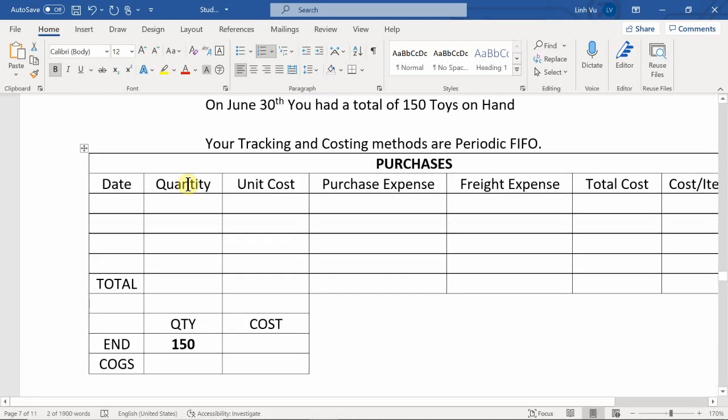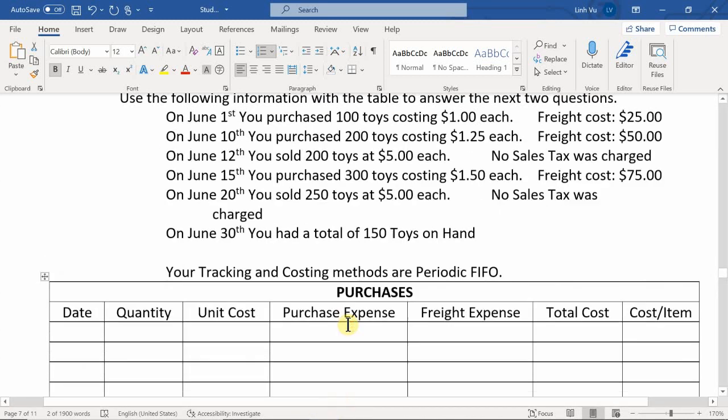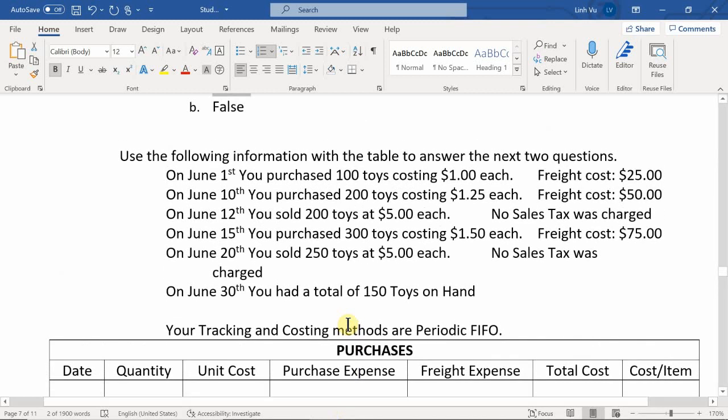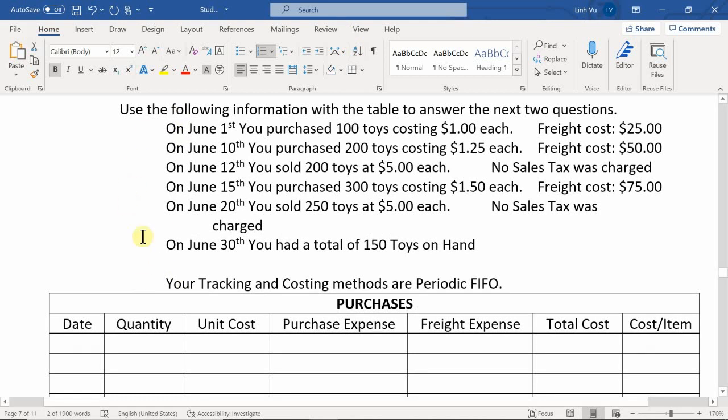So this is just a simplified table. It does the majority of the work here, but let's go ahead and just do a quick one. Using the following information with the table to answer the next two questions, so that means there are two questions after this. Here is the scenario, and it says your tracking and costing methods are periodic FIFO. So let's talk about the first one.